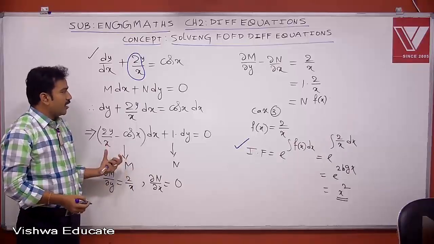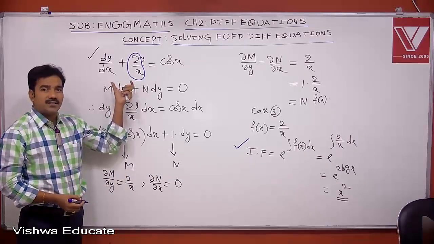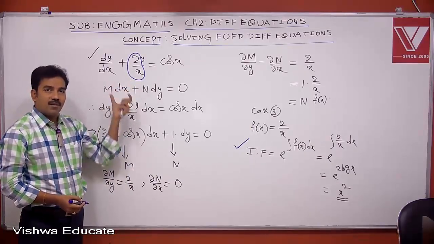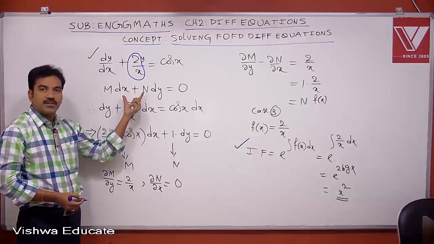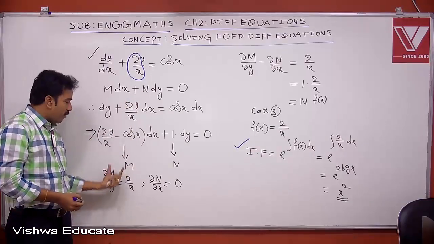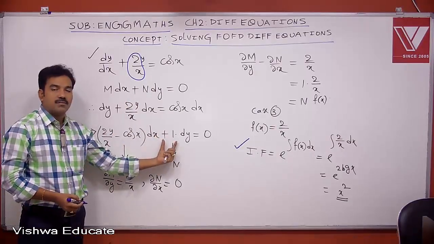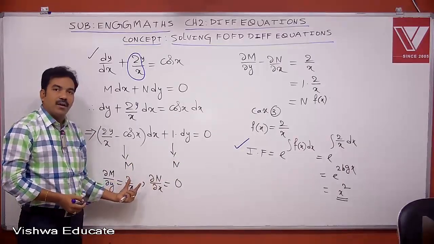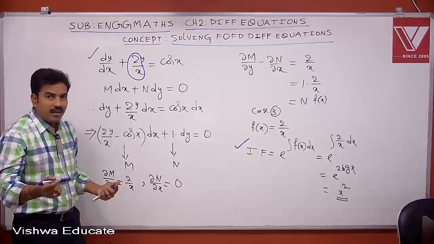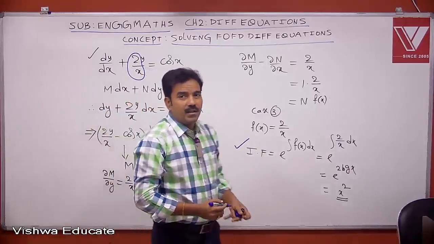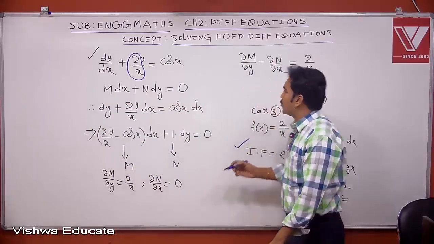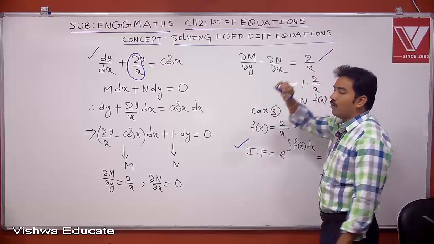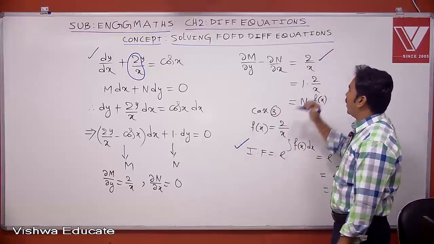So what I have done is, I considered this example. I tried to convert this equation in the form M dx plus N dy equal to 0. I got M equal to this and N equal to this. When I calculated these two values, dou M by dou y and dou N by dou x, I got different quantities. That means it is a non-exact equation. So when you find the difference of these two quantities, we get 2 by x.